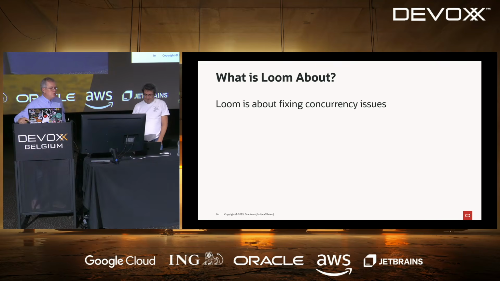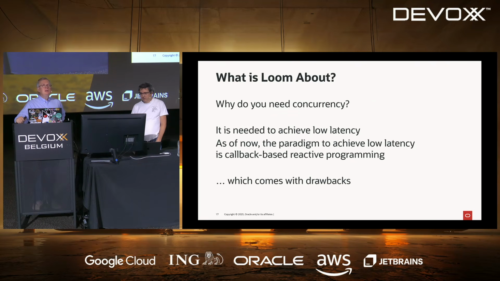What is Loom about? Loom is about fixing concurrency issues. And the first question you should be asking yourself is, why do I need concurrency? And if you don't have any answer to this question, maybe you should stay away from concurrency, because concurrency is a hard topic to master, to say the least. And it brings many bugs that are just impossible to fix, like race conditions. Everybody loves that. So if you don't know why you need to use that, don't use it.